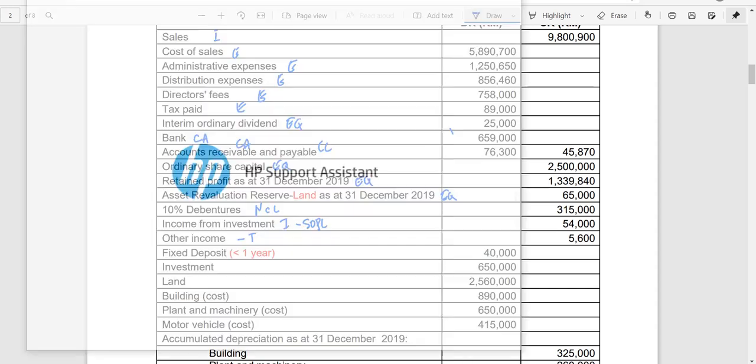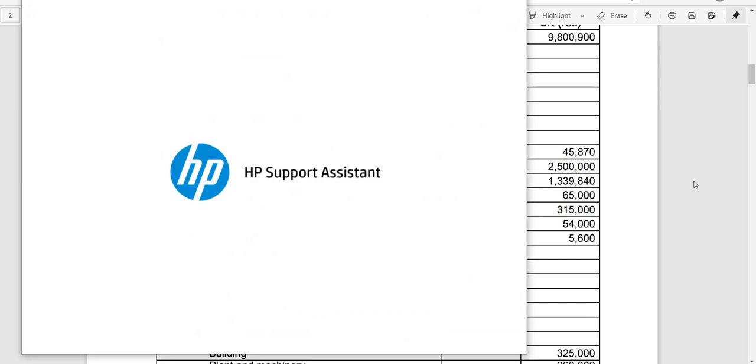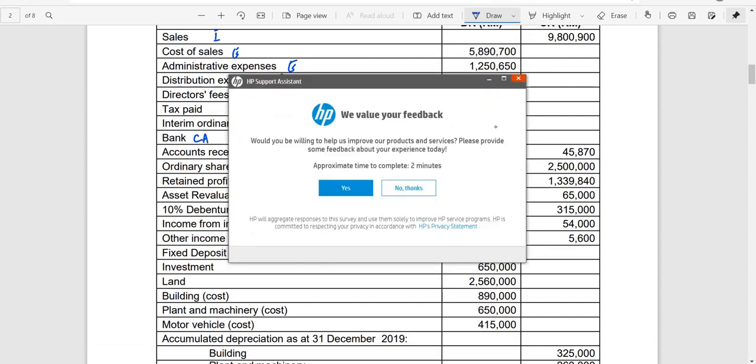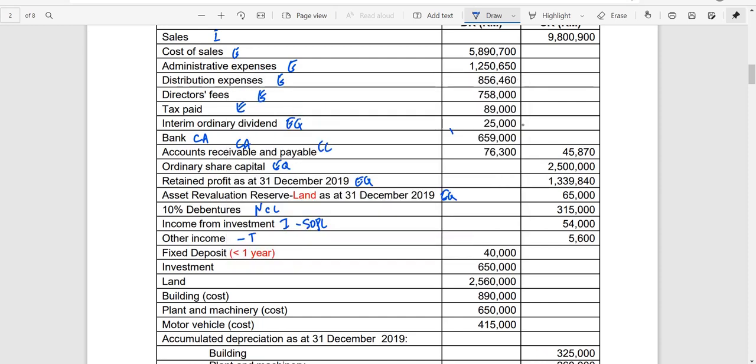Fixed deposit. I made an edit here where you see that I put some information that it is less than 1 year. If the fixed deposit is less than a year, that will be classified as a current asset. However, if the fixed deposit is more than a year, that will be classified as a non-current asset. So for this investment, if it remains silent, this will be a non-current asset. Land, of course, is a non-current asset.